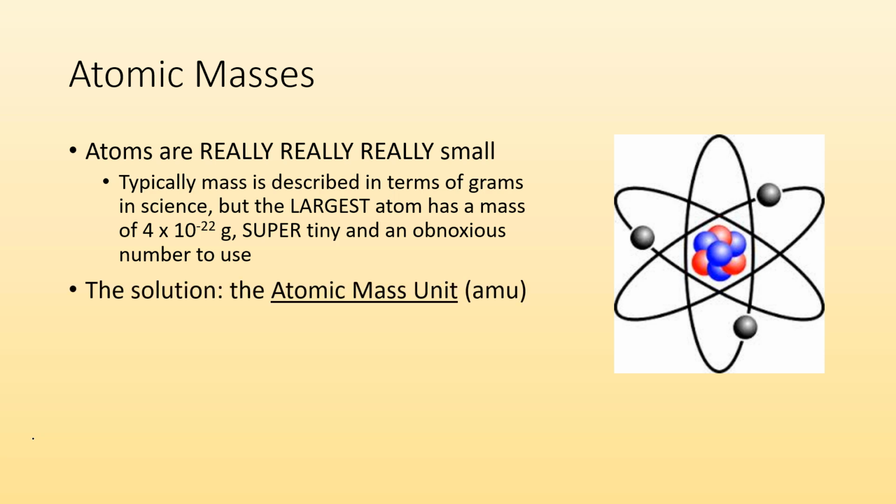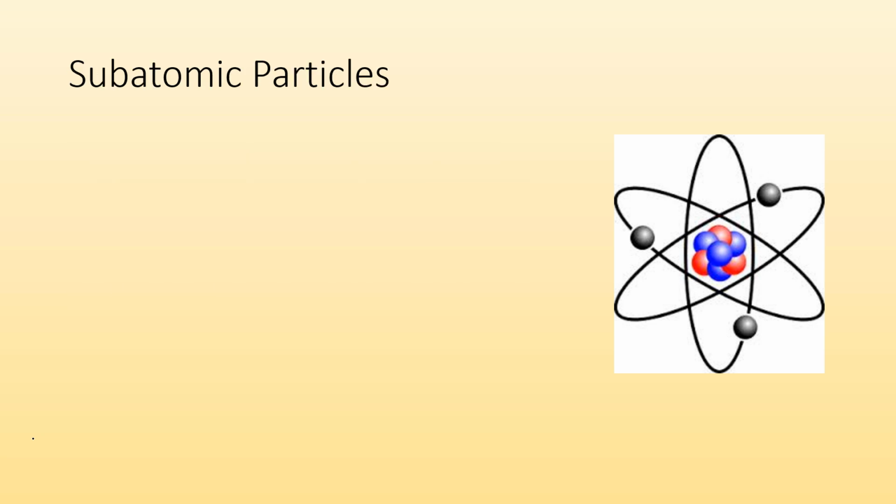So what's our solution? The atomic mass unit, or the AMU. 1 AMU is equal to 1.66054 times 10 to the negative 24 grams. So instead of talking about grams, most of the time we'll just be describing the mass in terms of AMU.